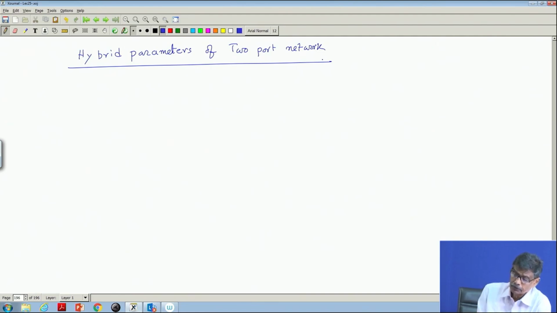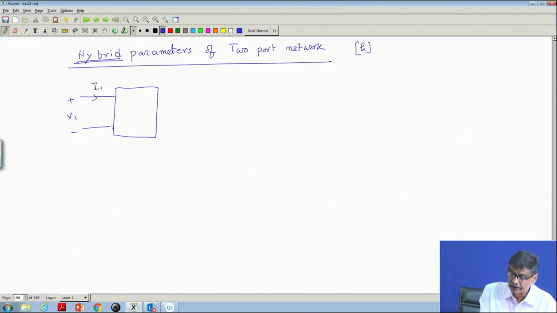Here, what is done is that these hybrid parameters of this two-port network are denoted by the H matrix. Now, what is it? It also relates, suppose a two-port network is there like this, and here is the same convention V1, I1 and V2, I2.